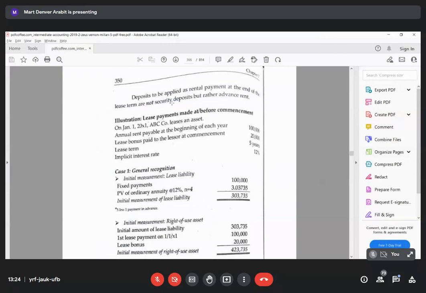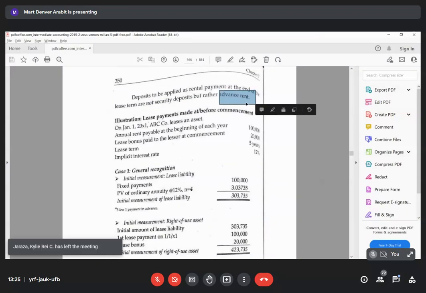So, ito yung difference ni security deposit kay advance rent. Security deposits tend to be refundable at the end of the lease term, while yung advance rent is hindi mo na siya ma-recover but will be applied as a payment to rent on some future periods. Okay. So, illustration for security deposit.